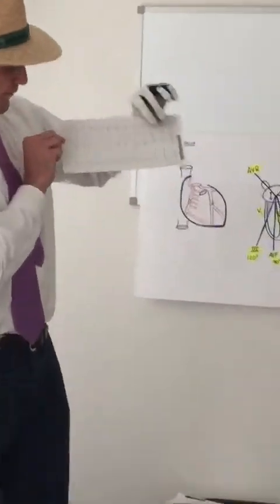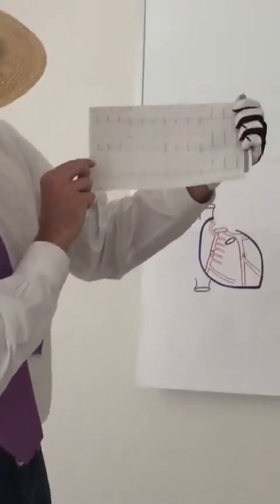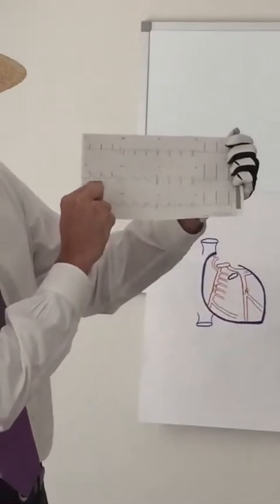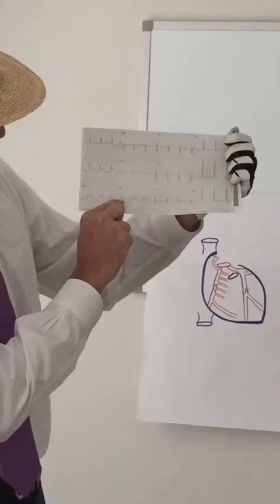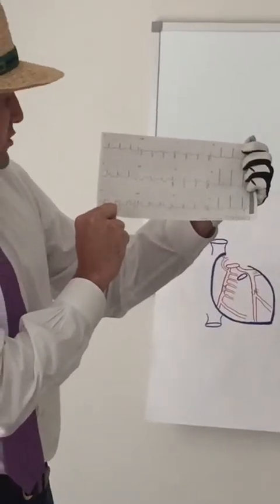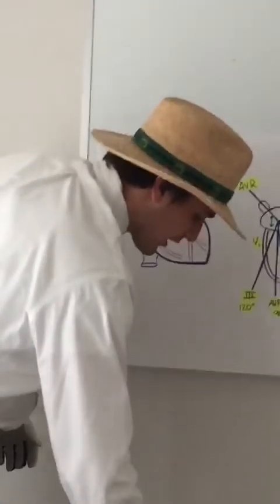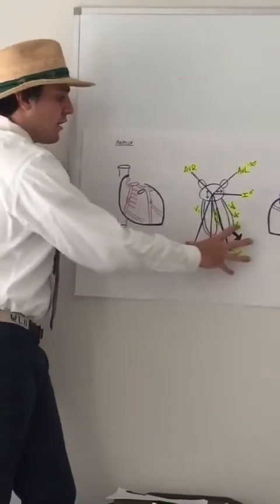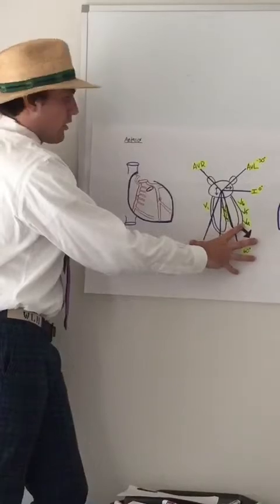We've got classic ST elevation here, and just trust me, this is leads 2, AVF, and 3. So that's telling us right now, when we look at ST elevation in 2, 3, and AVF, we know that it's attacking this inferior wall.